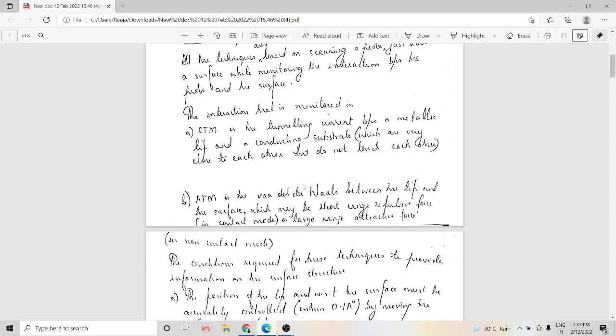Okay, so the van der Waals force may be short range repulsive if the tip and the sample are in the contact mode, and it will be a long range attractive force if it is in the non-contact mode, that is, the tip and the sample are not in contact.